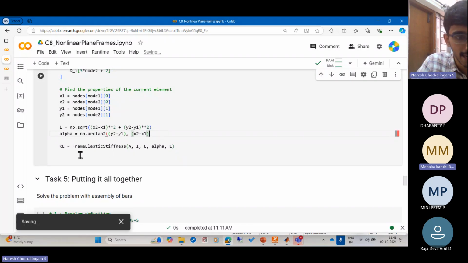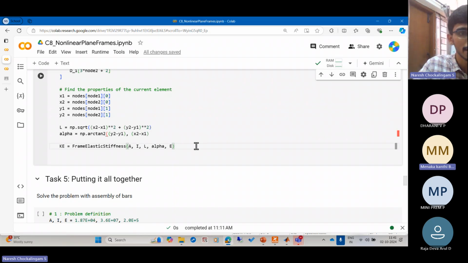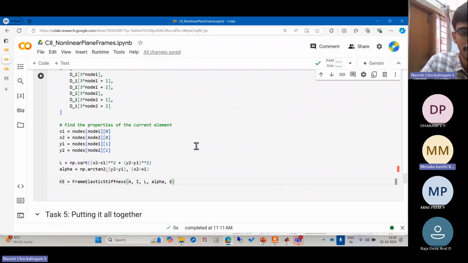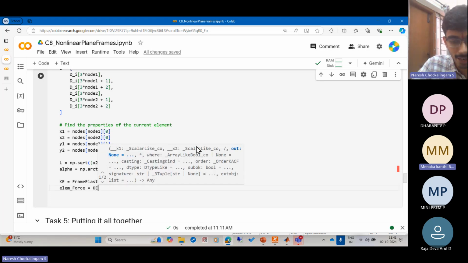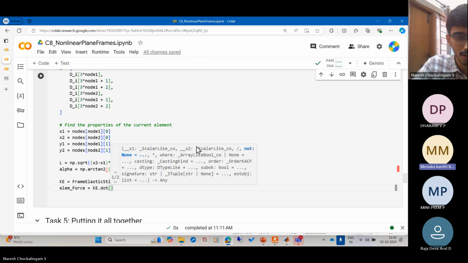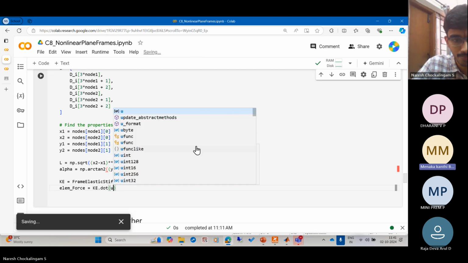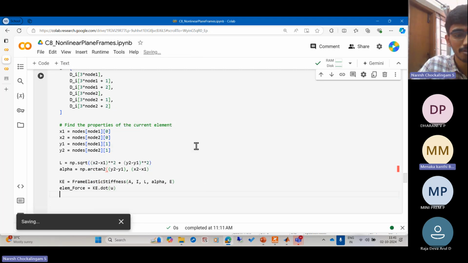Then find KE. KE is the elastic stiffness matrix associated with that element. So find the elastic stiffness matrix, multiply it with the U. So what it will give is the element force, as Ke dot U.